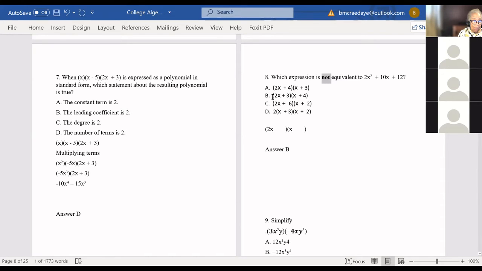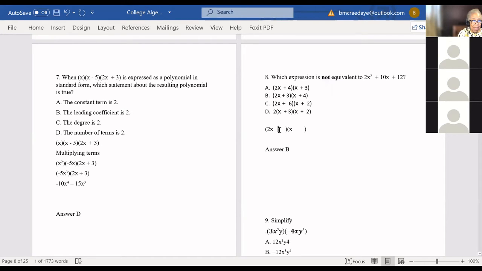For them, you have 2x times 3. I mean, 3 times x is 3x. 4 times 2x is 8x. 8x and 3x is 11x. But our expression has 10x. So the answer has to be B.